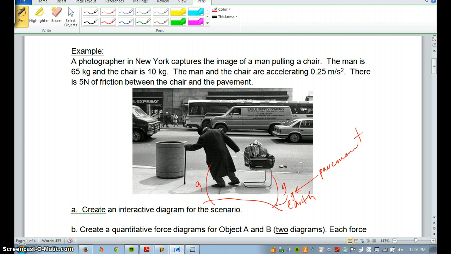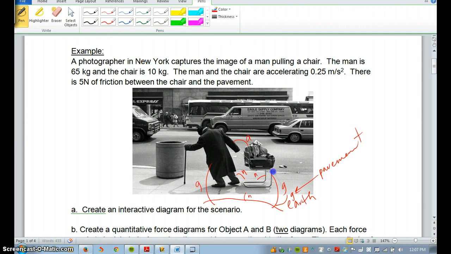And I could also say that there's gravity between the pavement and the earth. Secondly, I want to ask, is there a normal force? And yes, there is. There's a normal force between the chair and the pavement, as well as a normal force between the man and the pavement. We could say that there's a normal force between the pavement and the earth. That would be fine as well. Next question that I ask, is there a push or pull between the two objects? And there is. Between these two objects, it looks like there is a pull, so we call that an applied force. I don't see any more applied forces in any of these. And lastly, is there friction? And the answer is yes, there is.